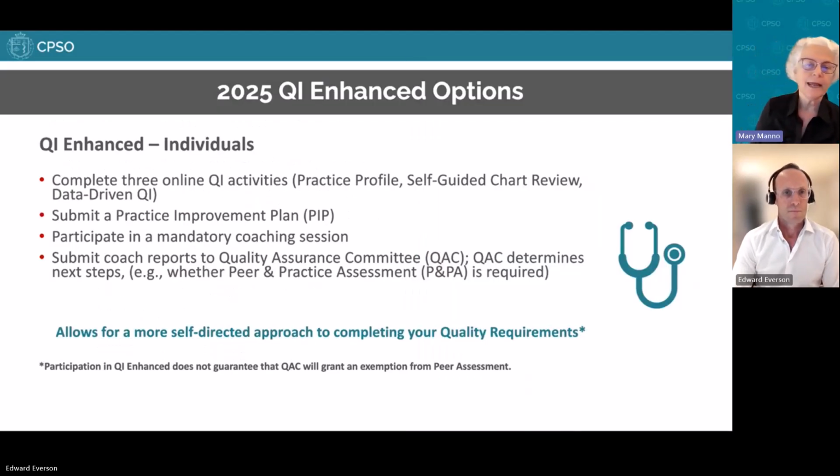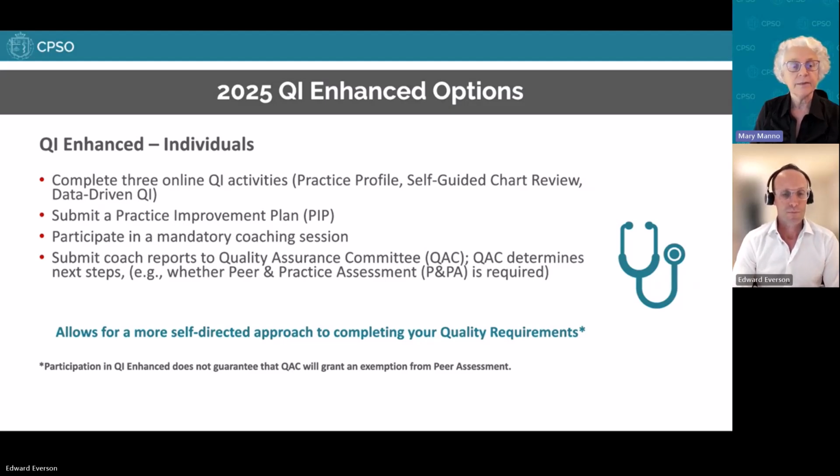Thinking now about QI Enhanced, we're going to talk about the enhanced stream for individual physicians. This stream requires you to complete 3 online activities: practice profile, self-guided chart review, and data-driven QI, and then use that information to develop and submit a practice improvement plan. There is also an obligation to participate in a mandatory coaching session to go over your PIP. The QI coach then submits a report to the Quality Assurance Committee, and the committee determines next steps.